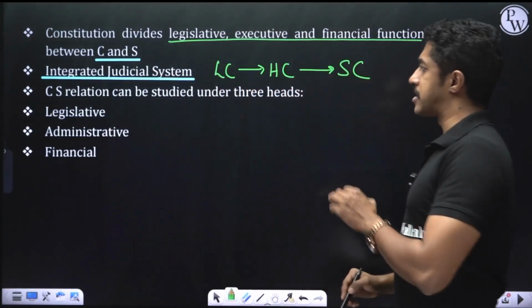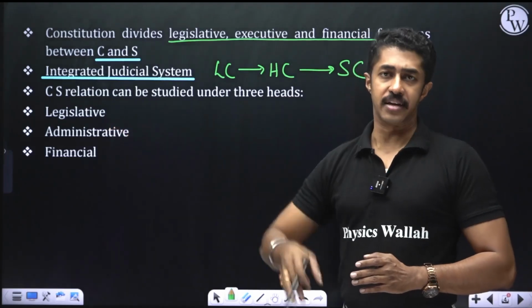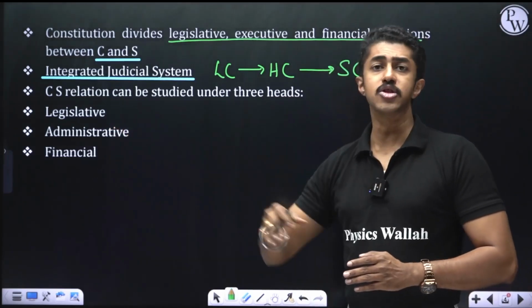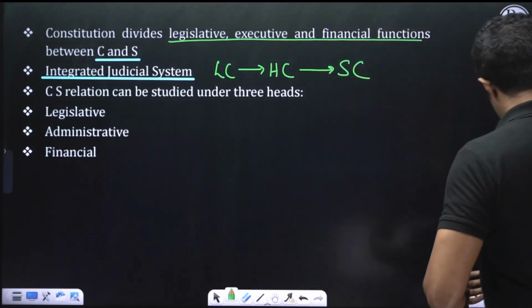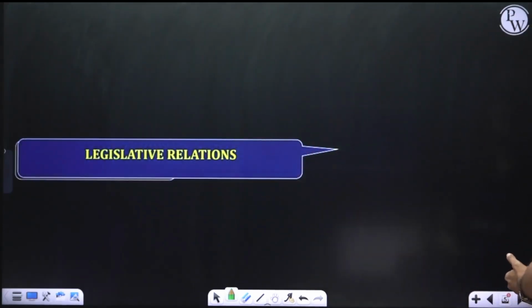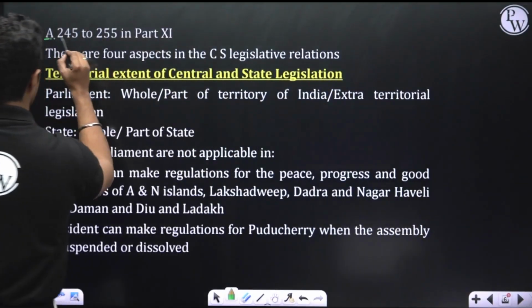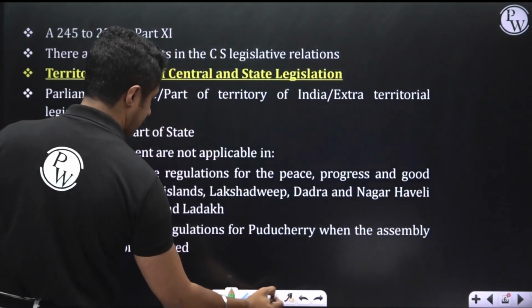Center-state relation can be studied under three heads: legislative, administrative, financial. We are going to study each of these three heads. All right. So, heading to our discussion, first with legislative relations. It starts from Article 245 to Article 255 in Part 11.